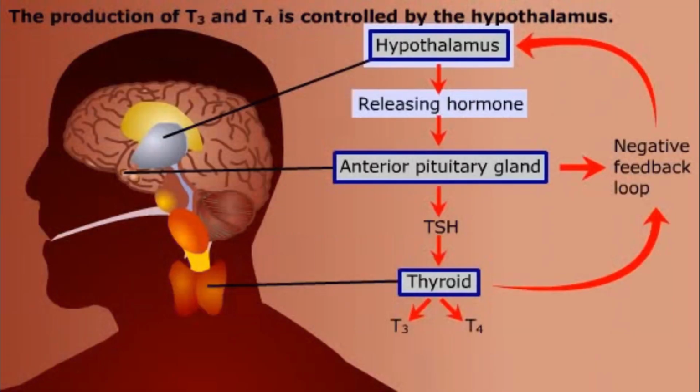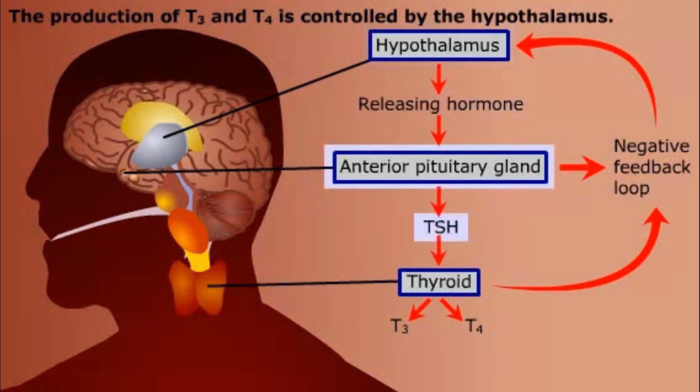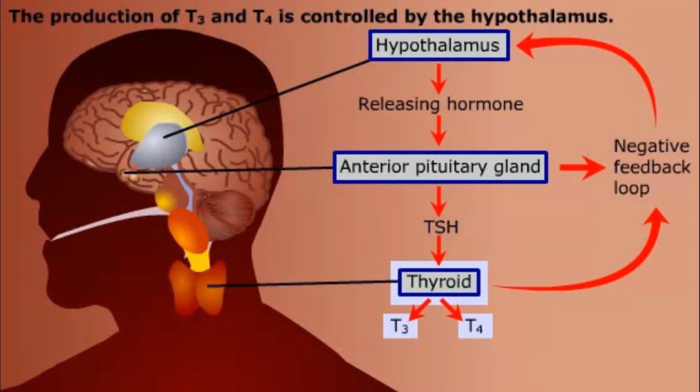T3 and T4 production by the thyroid is controlled by the hypothalamus. The hypothalamus produces a releasing hormone that causes the production and secretion of thyroid-stimulating hormone, or TSH, by the anterior pituitary. TSH binds to receptors in the thyroid, triggering the synthesis and secretion of T3 and T4. The production of the releasing hormone in the hypothalamus is regulated by the levels of T3, T4, and TSH in the blood.